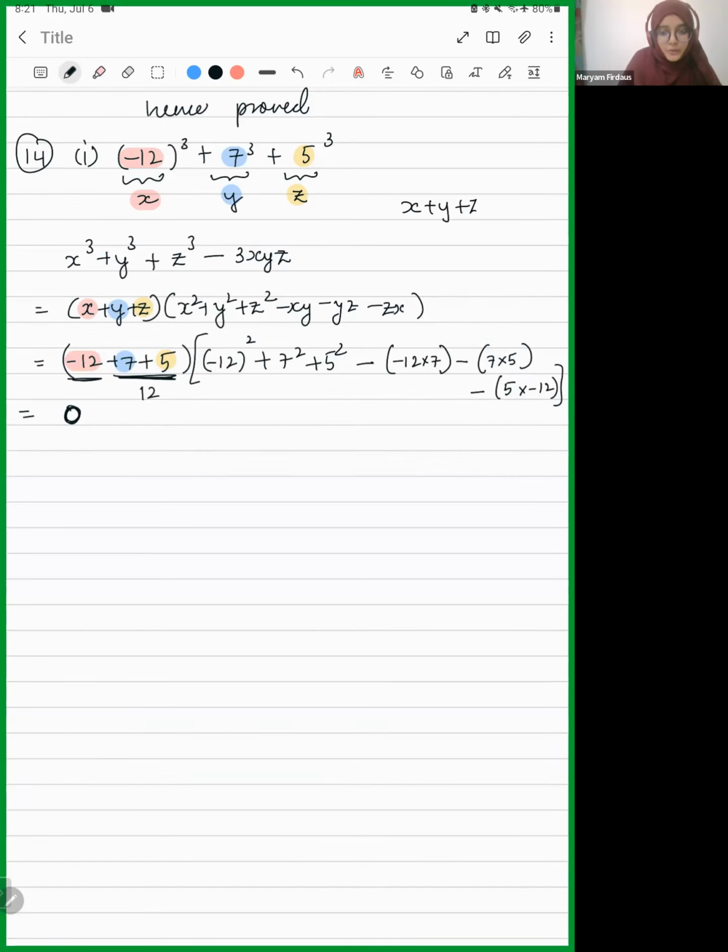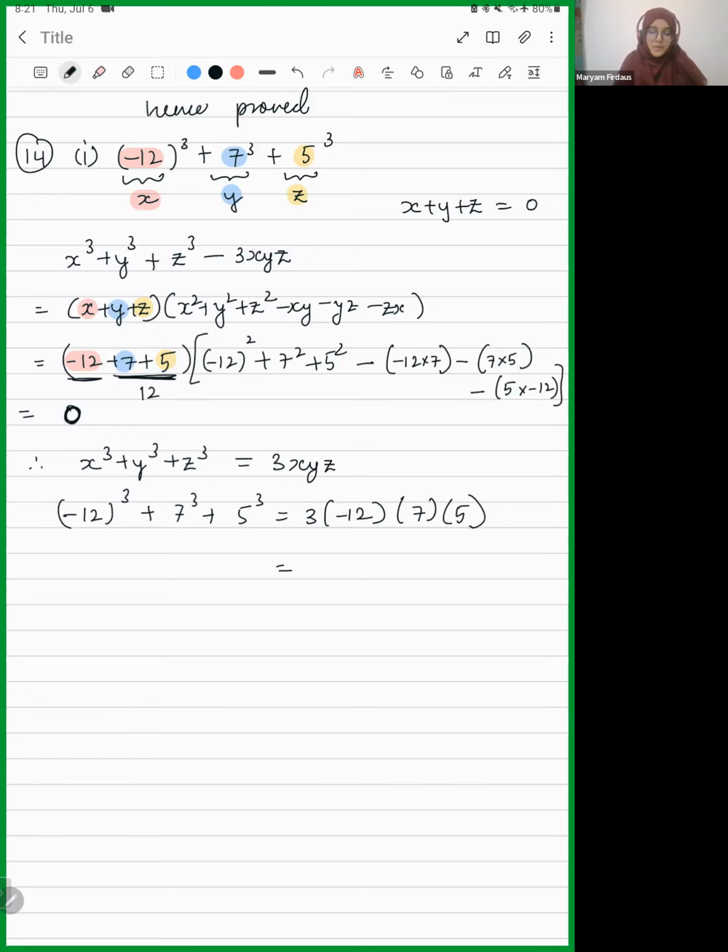From the previous question, we can see that x plus y plus z is 0. So what will x cube plus y cube plus z cube be equal to? It will be equal to 3xyz, right? We just saw it in the previous question. So that means minus 12 cube plus 7 cube plus 5 cube equals 3 times minus 12 into 7 into z, which is 5. So this gives us, what does it give us?